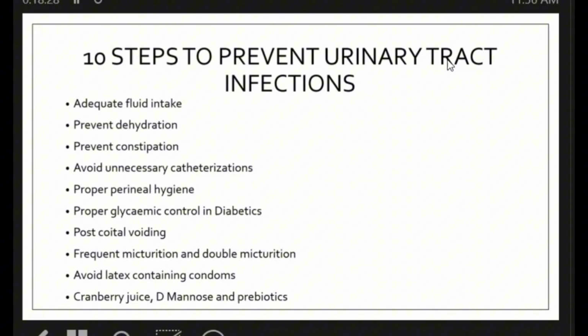So when they get recurrent urinary tract infection, somehow we should try to prevent it: getting adequate fluid intake, preventing dehydration, preventing constipation, avoiding unnecessary catheterization, proper perineal hygiene, and in diabetics very good control of blood sugar, post-coital voiding, frequent micturition, and avoiding latex condoms and spermicide. And sometimes we can use cranberry, D-mannose, and prebiotics.